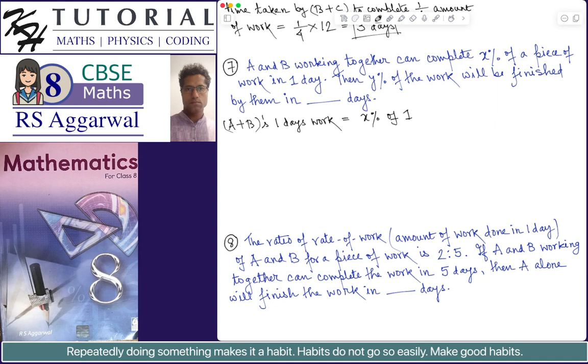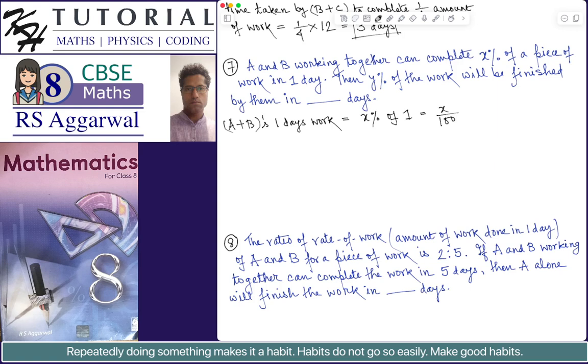So it is given that A and B working together can complete X% of a piece of work in 1 day. That information I have written as A plus B's 1 day's work is equal to X% of 1, which is nothing but X by 100. Now it is asking then Y% of the work will be finished by them in how many days? Y% of the work, meaning the piece of work which is 1, will again be Y by 100.